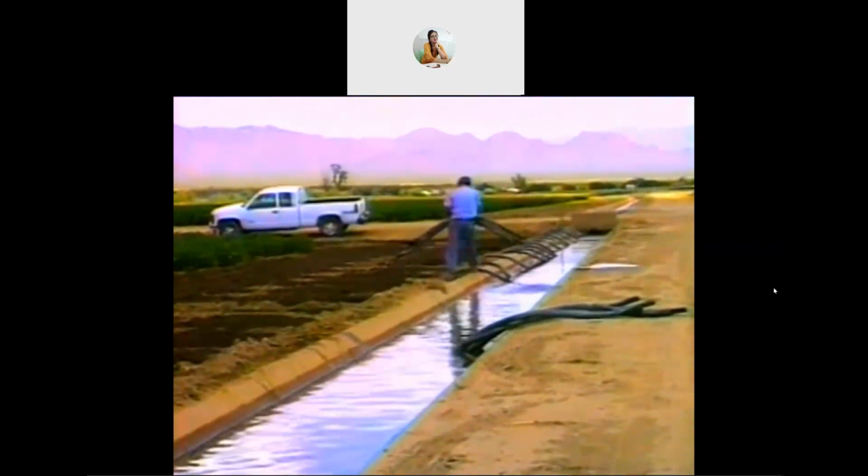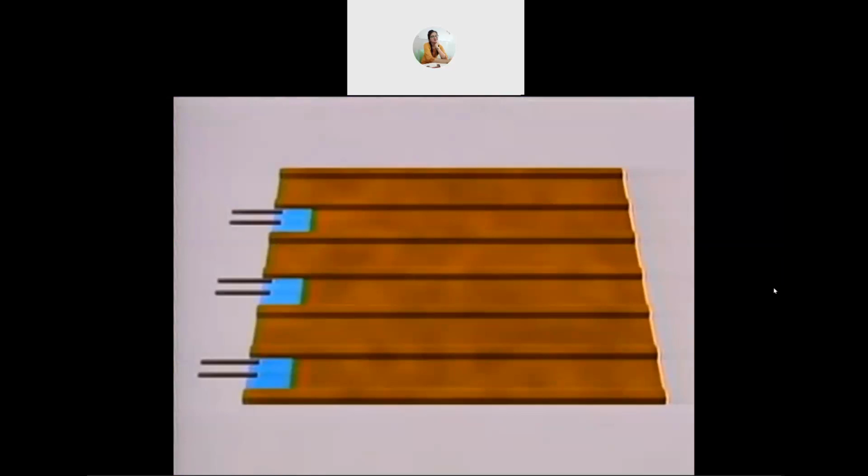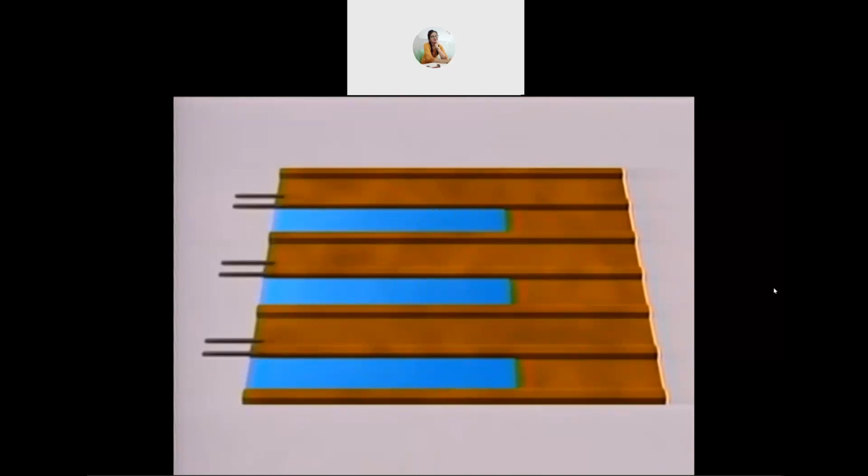Notice that if we increase the flow rate, we must decrease the set time. And if we decrease the flow rate, we must increase the set time. If you increase the flow rate without reducing the set time, you will apply too much water. And if you decrease the flow rate without increasing the set time, you won't apply enough water. For each field, there's a particular combination of flow rate and set time that will result in the least amount of water used, while still getting enough water to the plants.